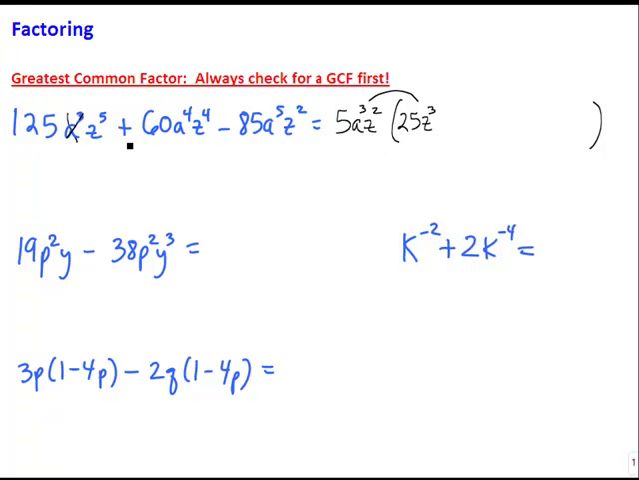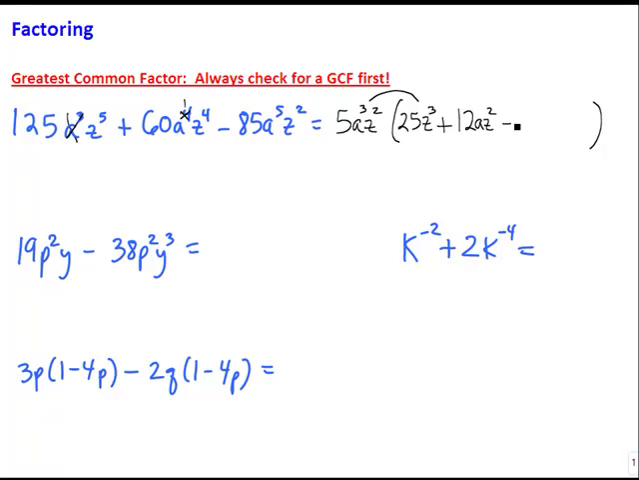Now we're going to go to our next term. There was a plus in front of it, so that's going to stay in my parentheses. 5 divides into 60 12 times. If I pull out an a cubed and I had 4 a's to begin with, then I'm going to have 1 left, so an a to the 1st, or just a. And if I pull out a z squared and I have 4 z's to begin with, then that means I'm going to have 2 z's left.